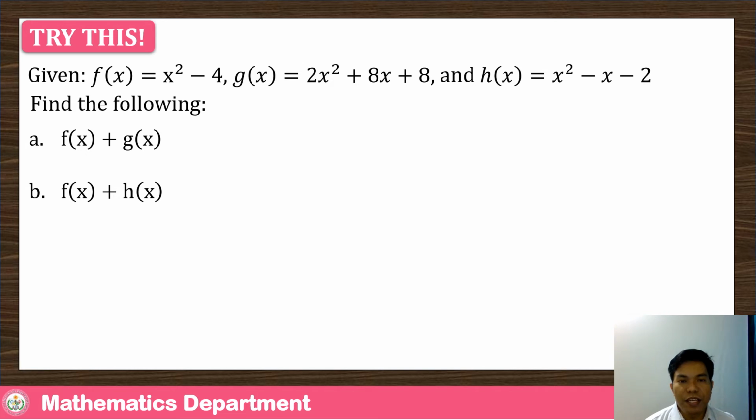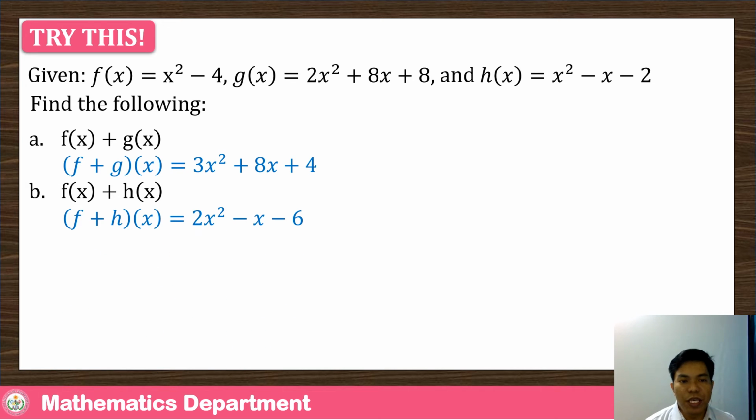For letter A, the correct answer is f plus g of x is equal to 3x squared plus 8x plus 4. For letter B, f plus h of x is equal to 2x squared minus x minus 6.